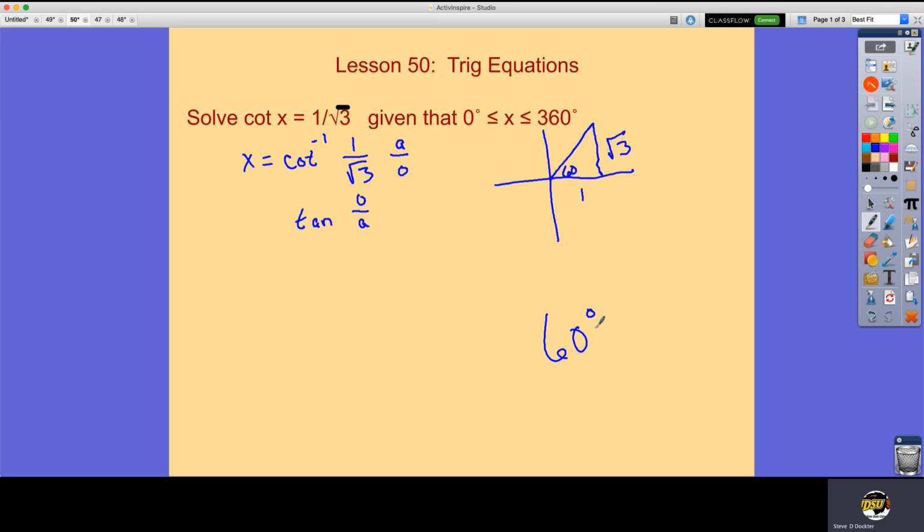Now remember, when the number out in front of x is a 1, there are always going to be 2 answers in between 0 and 360 degrees. And so where is the other triangle going to be at where we have this ratio after it's simplified?